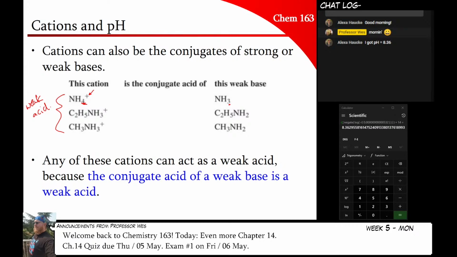Now, all of these solutions that contain something like this will be acidic. So if I had, say, NH4Cl, this right here is a weak acid. And so the pH will be less than 7 if it's used in a solution. Now, because it's a weak acid, it's not going to be that much less than 7. It might be like 6 or 5.